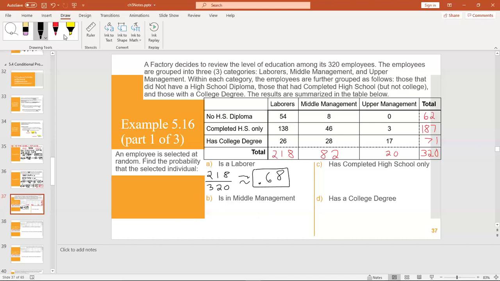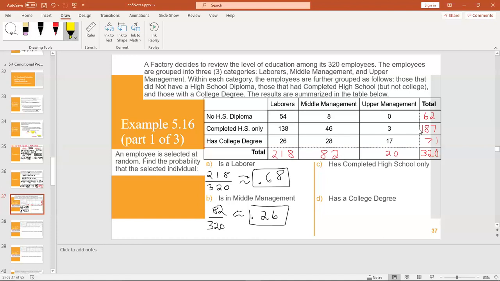What's the chances we pick someone in middle management? All right, people in middle management, 82, still out of 320 total. So let's see what that is. So we've got 82 divided by 320. That is 0.26 if you round it off. So again, it is approximately 26%, give or take.